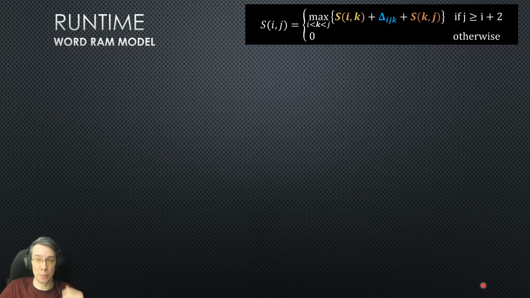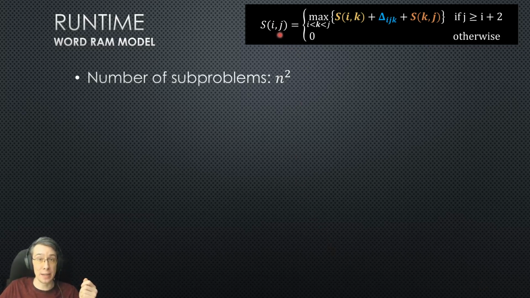But let's talk about the runtime, and we don't actually need the pseudocode to have a rough discussion about runtime in the WordRAM model. So first, let's talk about the number of subproblems. How many subproblems are there? Well, we have a subproblem for each ij. And, well, there are n squared parameterizations of ij. So there are n squared subproblems.